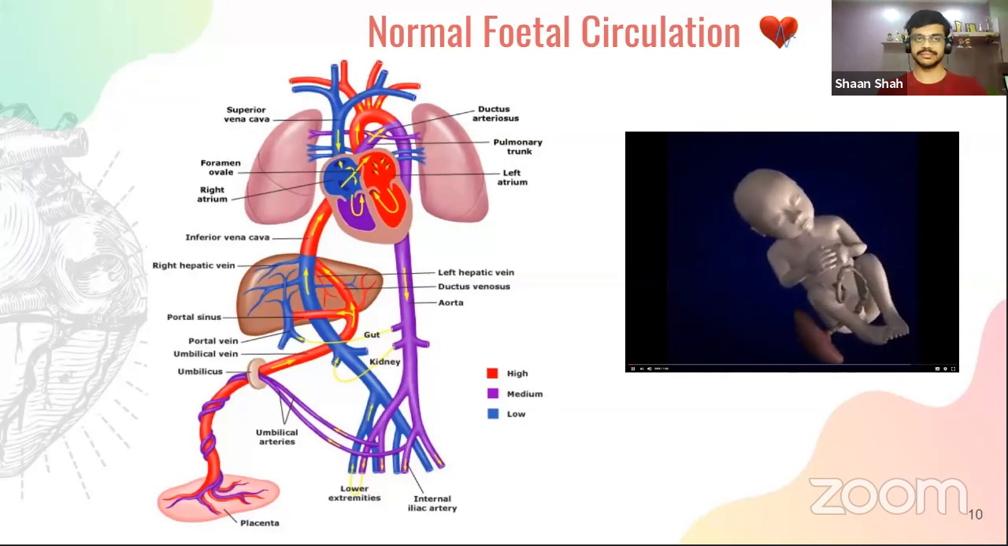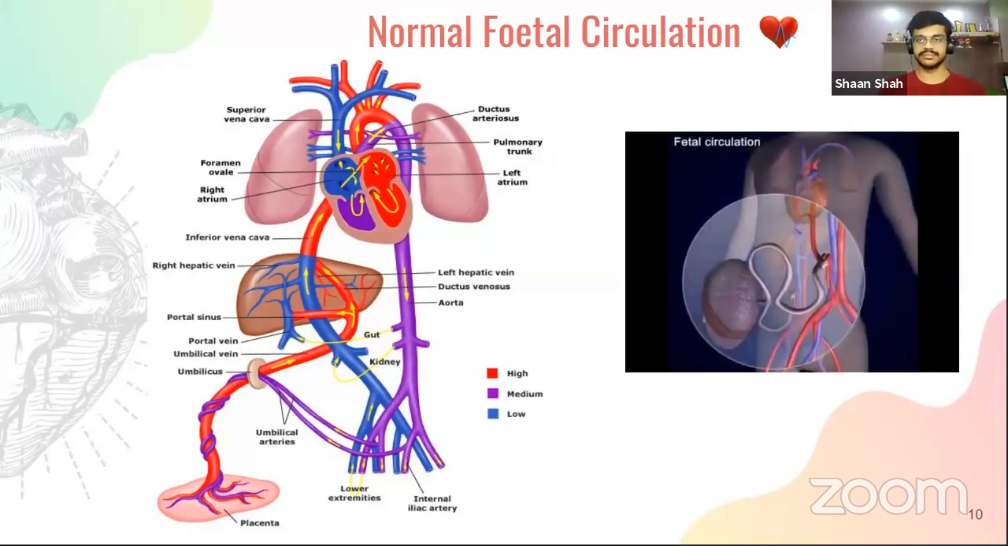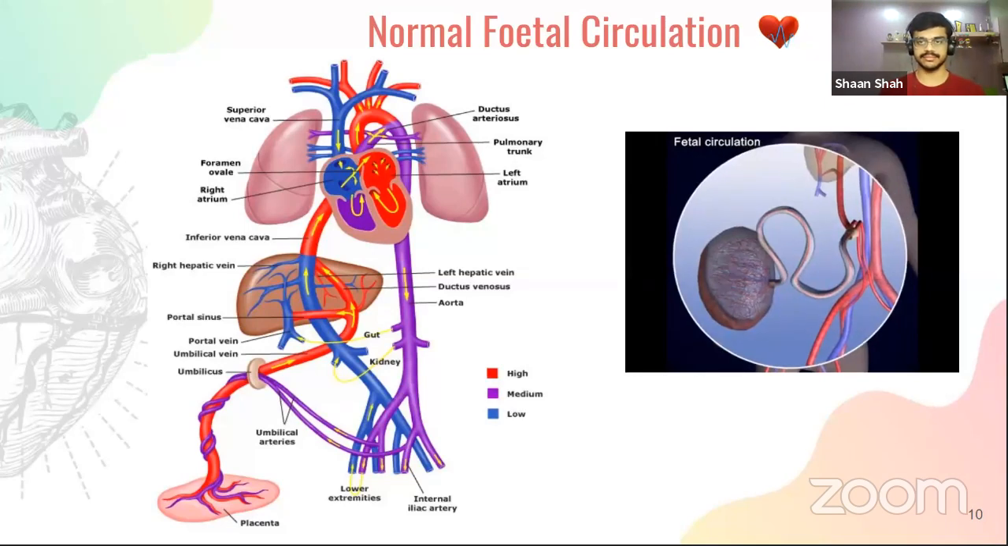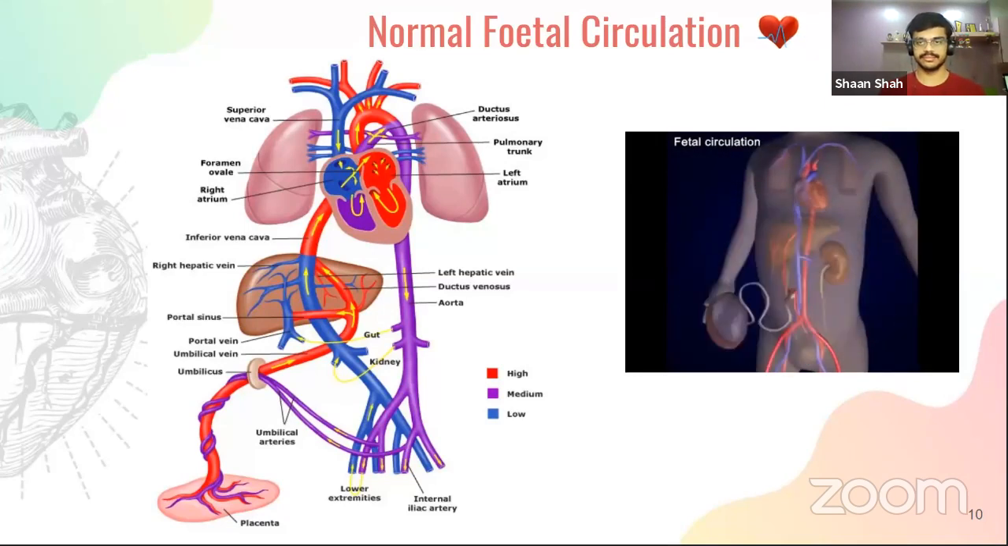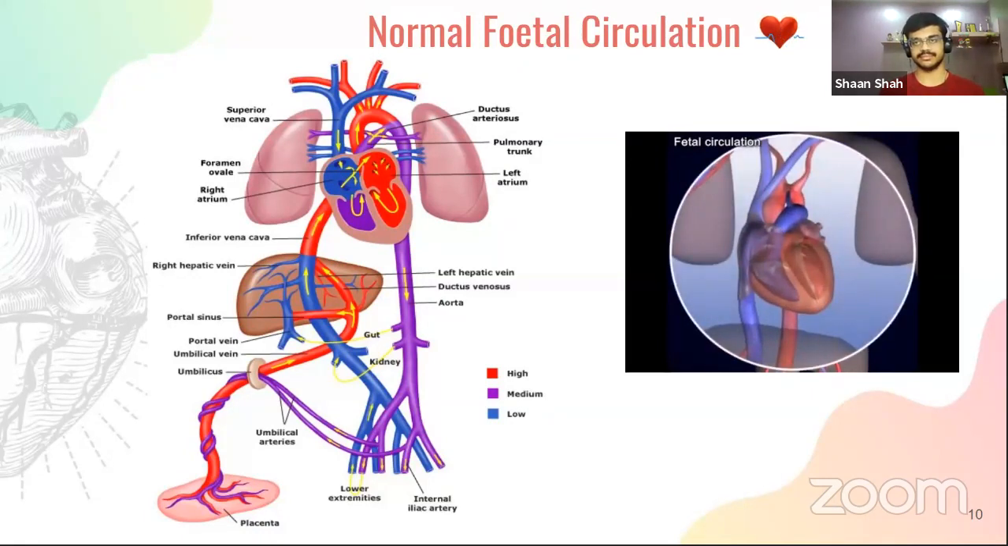The placenta, located in the mother's uterus or womb, allows the passage of oxygen and nutrients from the mother's blood through a membrane to the baby's blood. From here, it flows through the umbilical vein into the baby. With the lungs collapsed, there is no need for the right side of the heart to send blood to the lungs. The blood is already oxygen-rich thanks to the placenta.